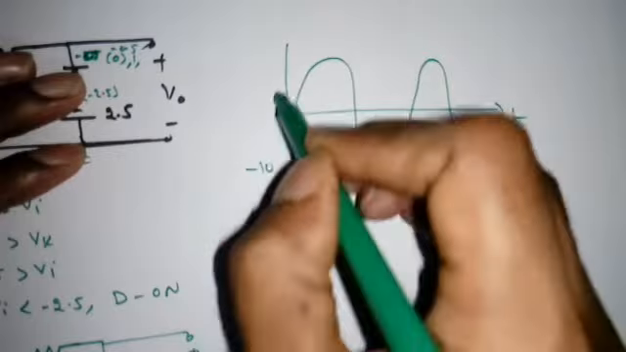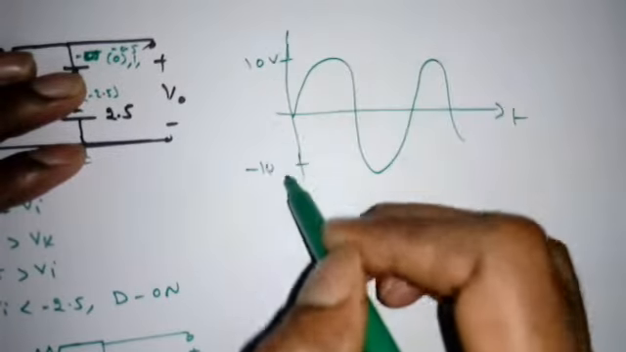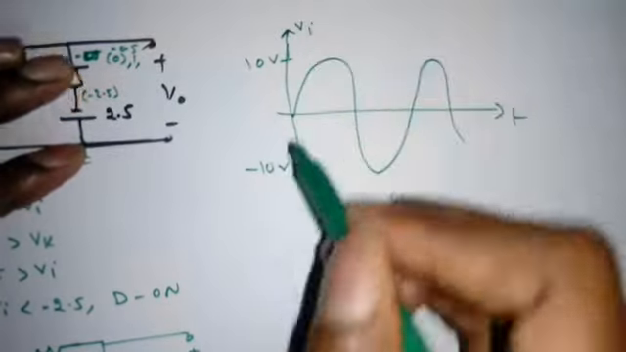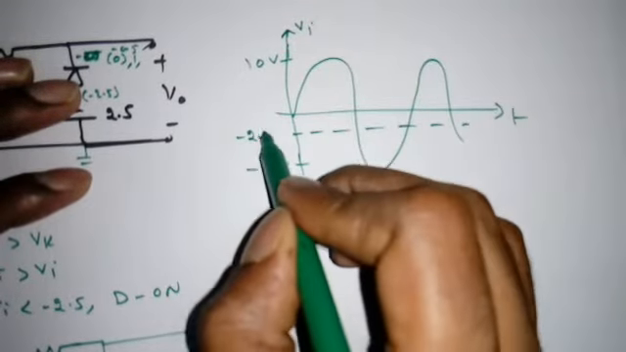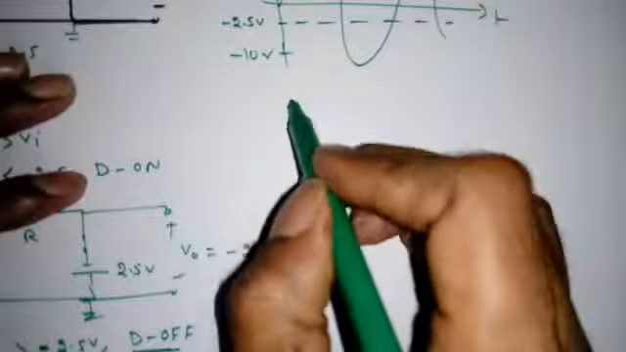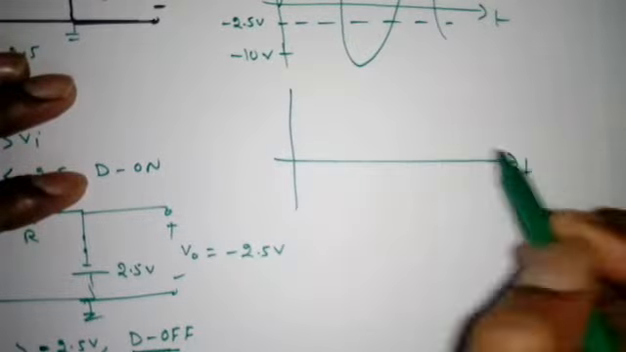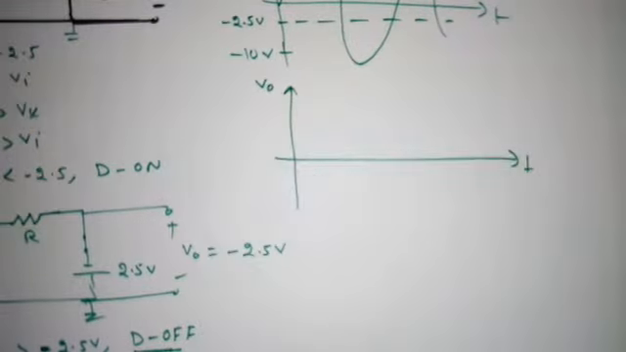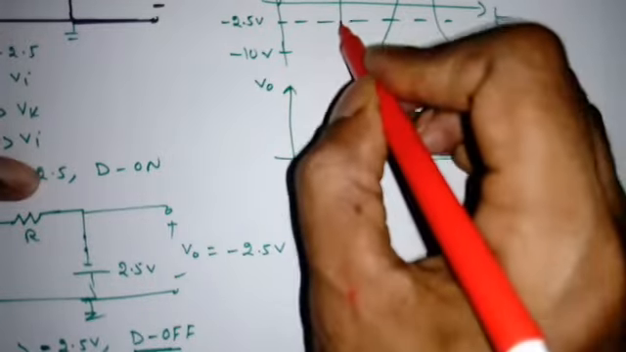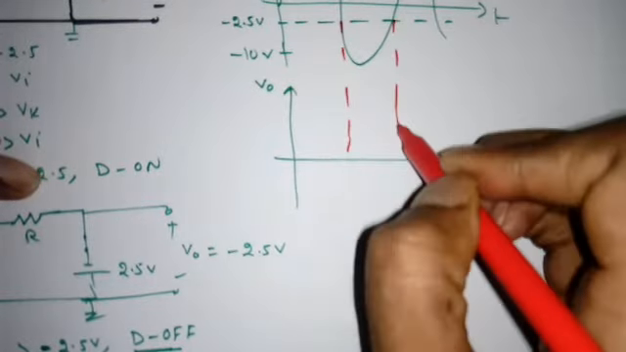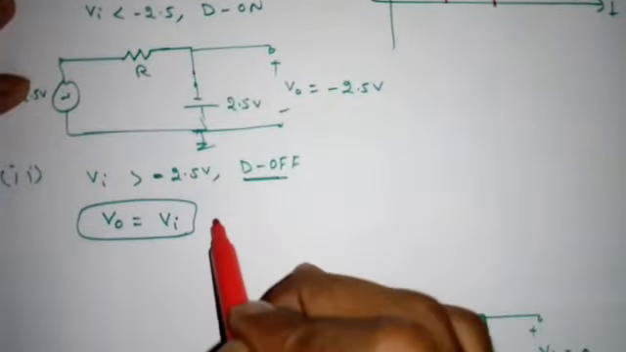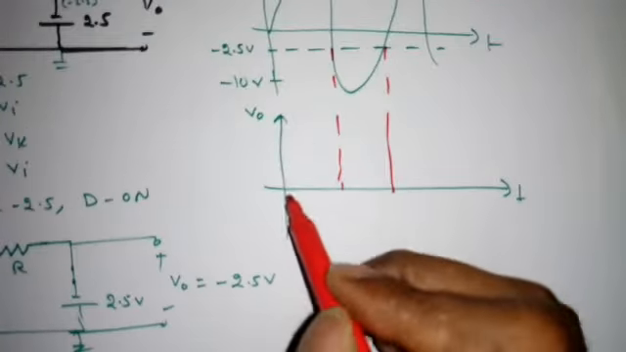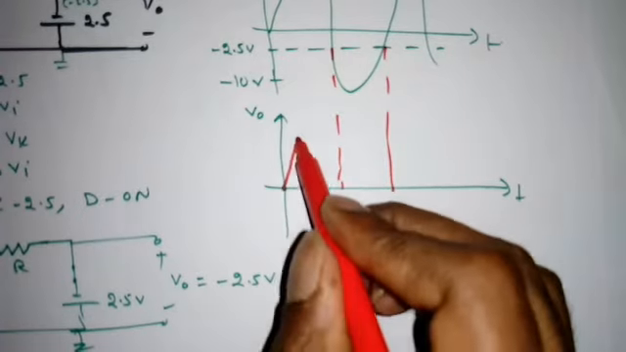So this is minus 10, this is 10 volt, this is the Vi. Now what is the reference value? Minus 2.5 volt. So this is the V0. When Vi is greater than minus 2.5, D is off, what is V0? Vi. So we'll get it like this.